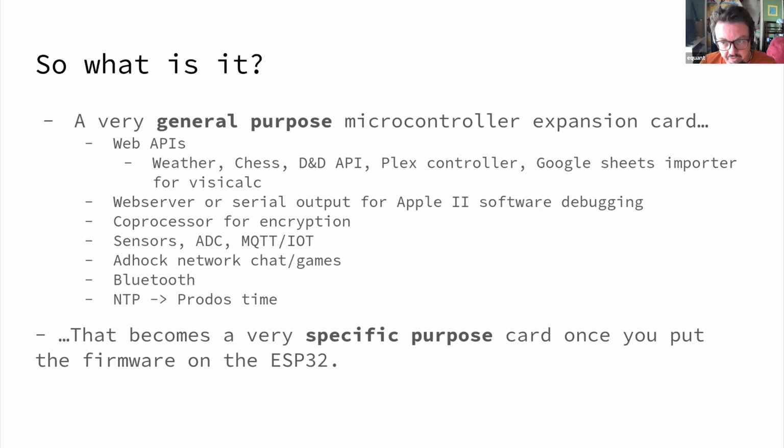You could use it as a Plex controller. You could import Google Sheets to VisiCalc if you wanted. You can use it for debugging software. I wrote a ROT13 encryptor, which I understand is ridiculous, but basically you can offload encryption to it and then read the encrypted stuff back. You can connect sensors to it, use it for MQTT and IoT type things, et cetera, right? It's got Bluetooth, which I haven't even explored. I did try to write an NTP to ProDOS time driver, but that didn't go anywhere because I just didn't understand what was going on.